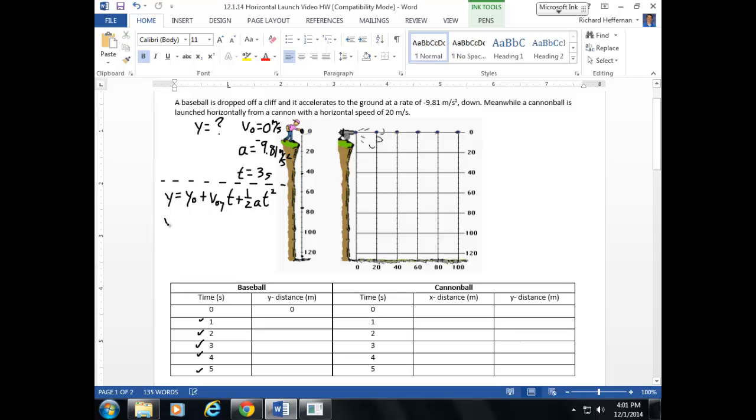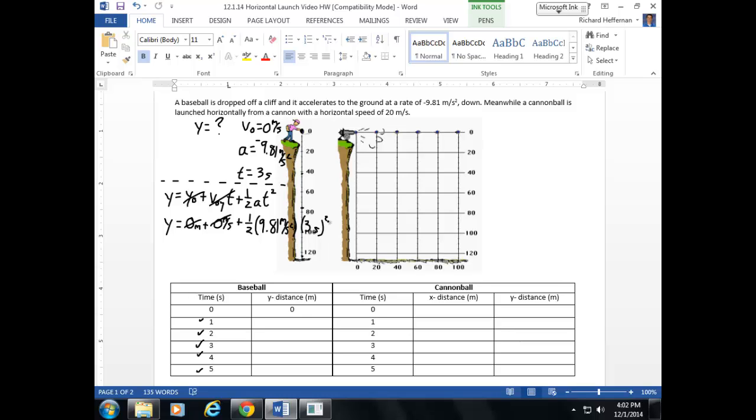So we want to know how far it travels. So the distance y is 0 meters plus an initial velocity in the y direction of 0 meters per second times 3 seconds. So that goes away. So does that. Plus 1/2 an acceleration of negative 9.81 meters per second squared times the time of 3 seconds, squared. And I kind of ran out of room there, but that's okay. I will quickly do this calculation. 0.5 times 9.81.